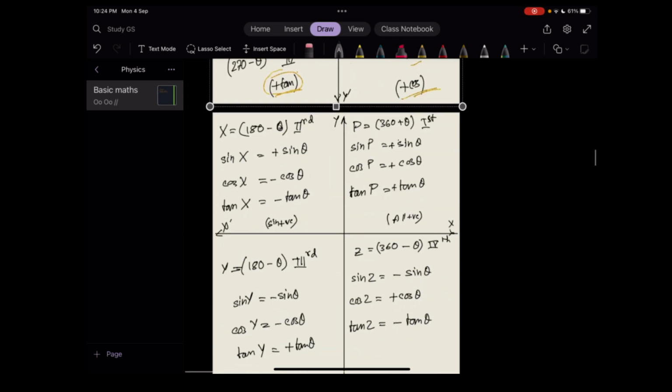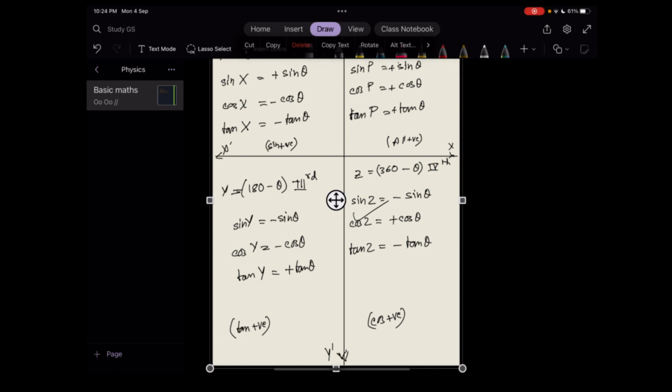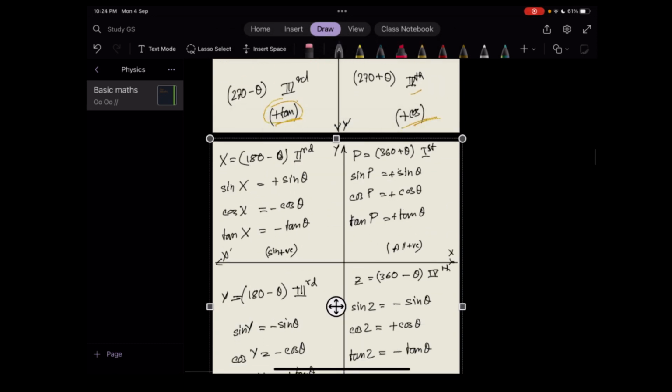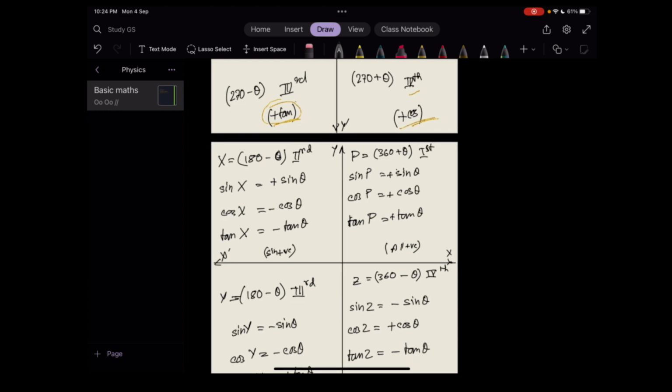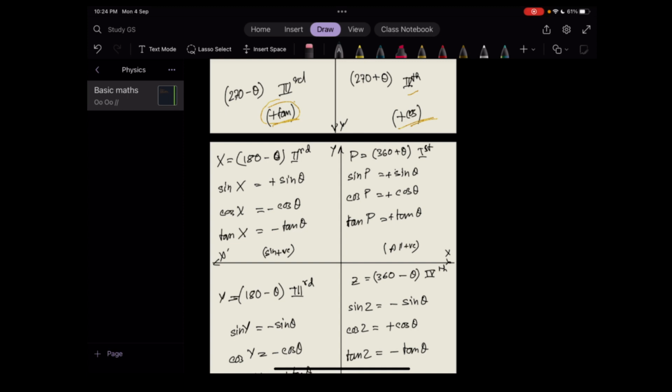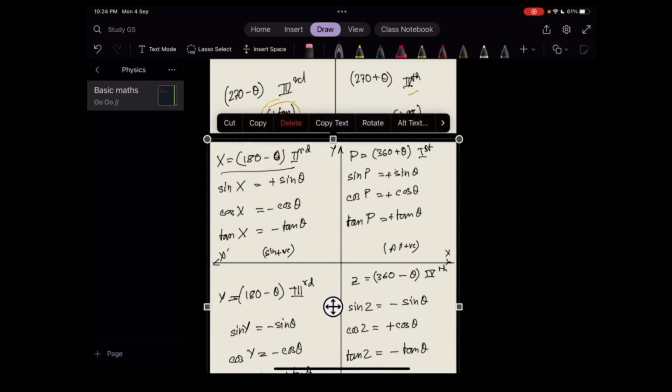Now I am saying 360 plus theta, that is 360 plus this side. So it must be sine positive, cos positive, tan positive, because these are all in the first quadrant. If something is 360 degree plus theta, it is in the first quadrant, so all positive. Okay, here 180 degree minus theta, so this angle is 180 degree.